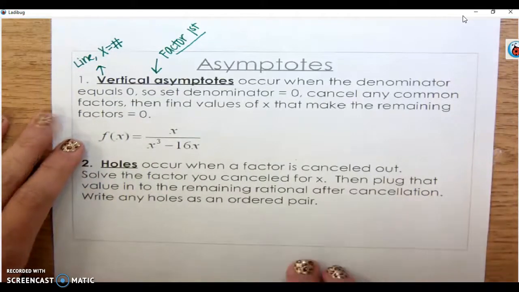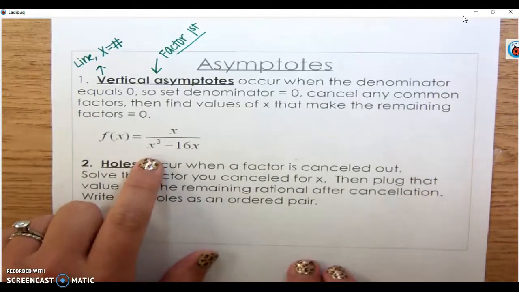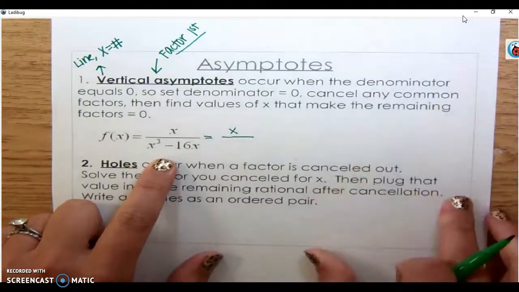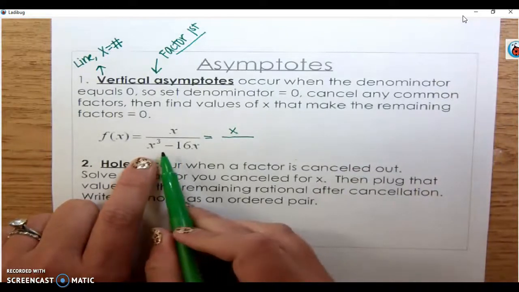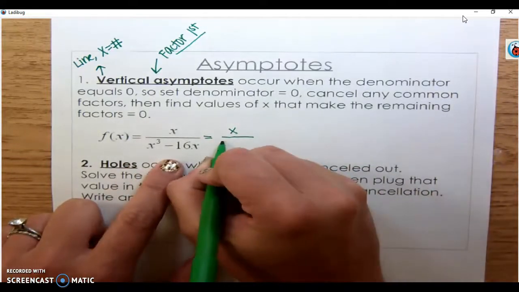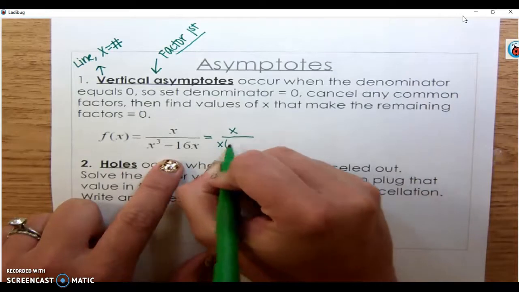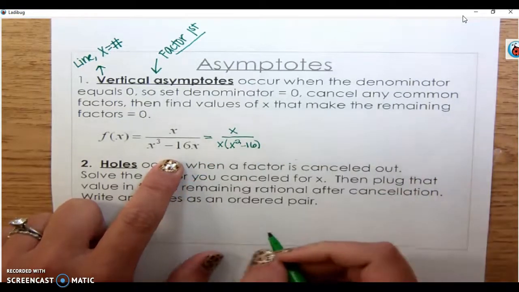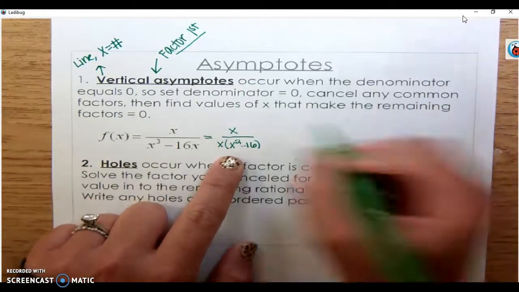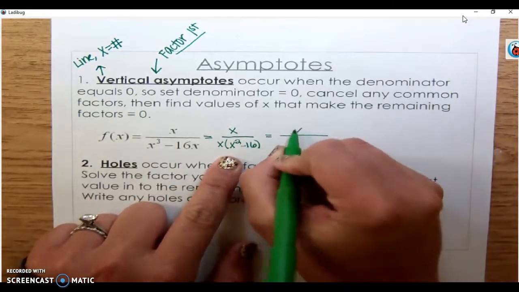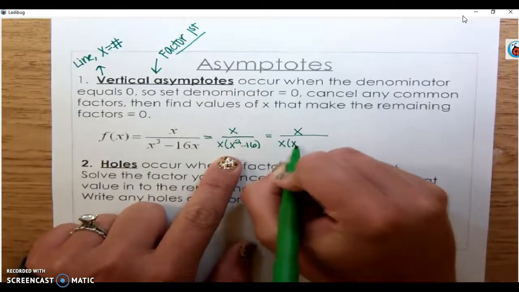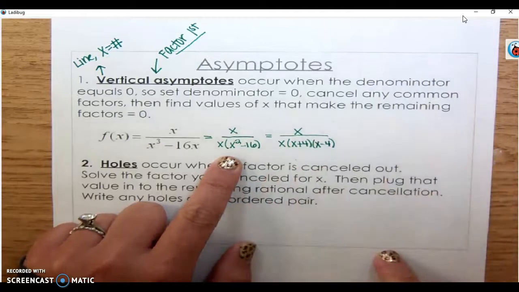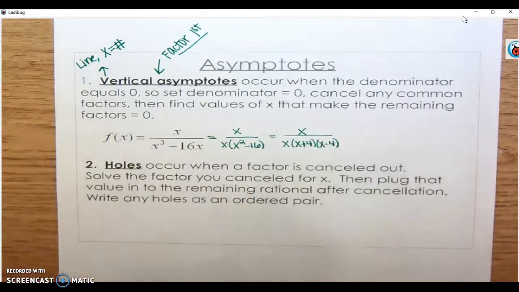Alright, so before we can do anything else, we're going to take this rational function and factor it. There's nothing that you can do to the numerator, so we're just going to keep that as x. In the denominator, there's a GCF of x, so I'm going to take out x, which leaves me with x squared minus 16. Well, this is a difference of squares, so we can keep factoring the denominator. That'll factor into x plus 4 times x minus 4. So there's my completely factored rational function.